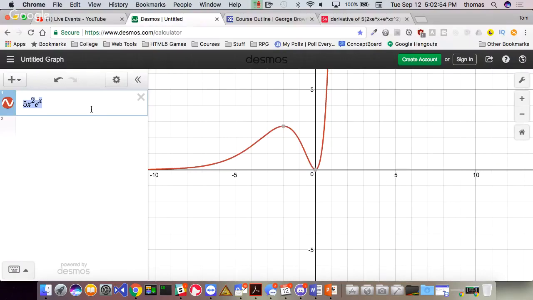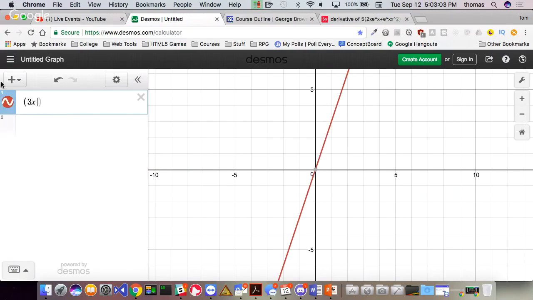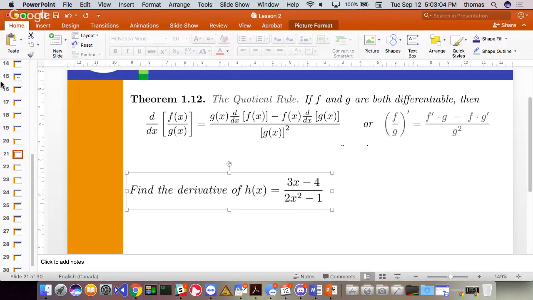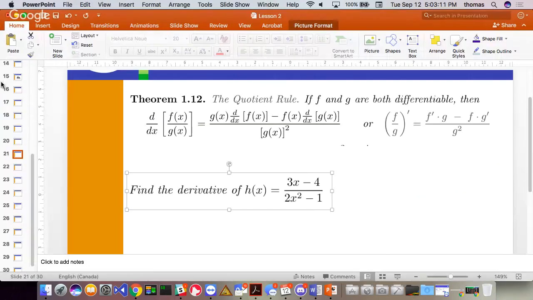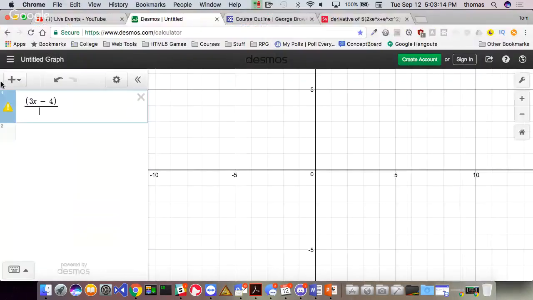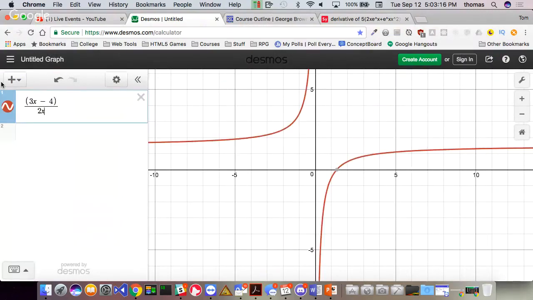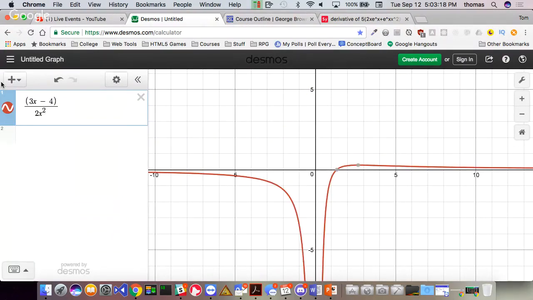So 3x minus 4. Let's try this out. So I'll put it in brackets, 3x minus 4. Putting it in brackets, that way it'll give me this automatically if I press slash. 3x minus 4 over 2x to the 2 minus 1. So 2x to the 2, and then minus 1, okay? That's a weird graph.